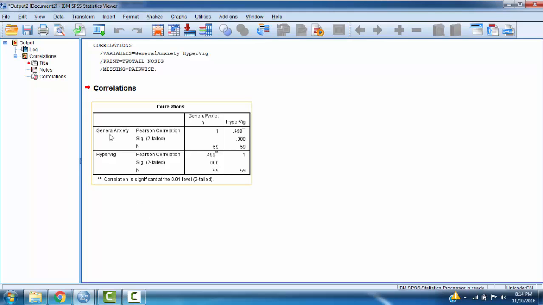As you see, general anxiety and hypervigilance have a correlation of 0.499, which is 0.50, and it's significant at the 0.00001 level. So it's very closely related. You would expect that to be the case because hypervigilance is a characteristic of anxiety.